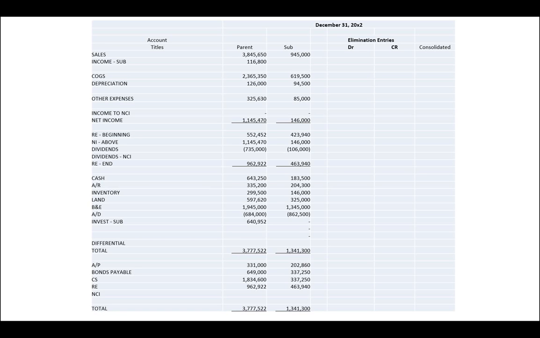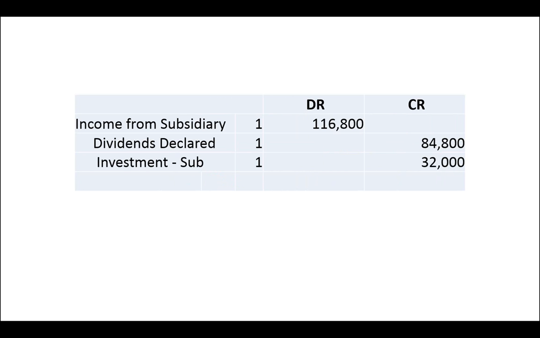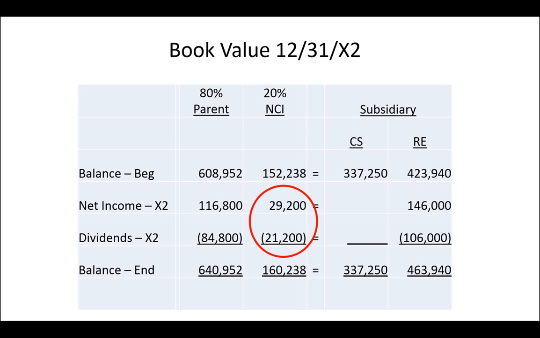And you've got your consolidation worksheet for Year 2 in front of you, or here it is for your notes. If we start the EJEs, the first thing we're going to do is eliminate the current year activity between the parent and the sub, which is going to come from the book value schedule. We'll debit income from subsidiary, credit dividends, credit the investment. We'll continue in Year 2 with what we did in Year 1 with the NCI. And that information is going to come from the book value schedule as well.